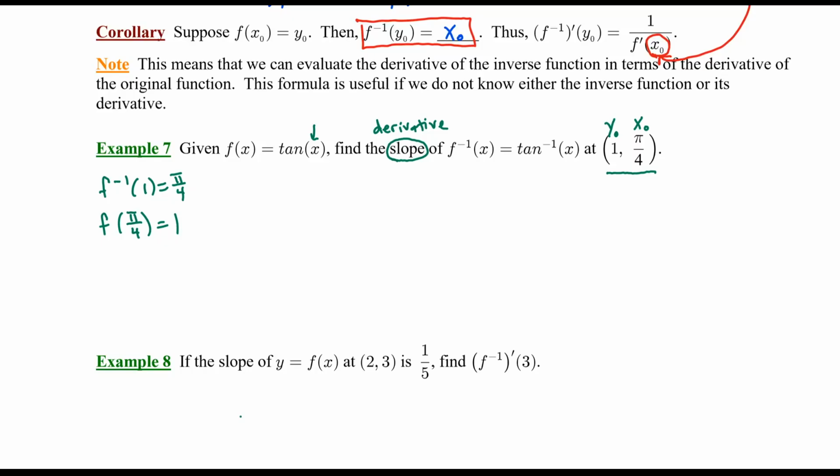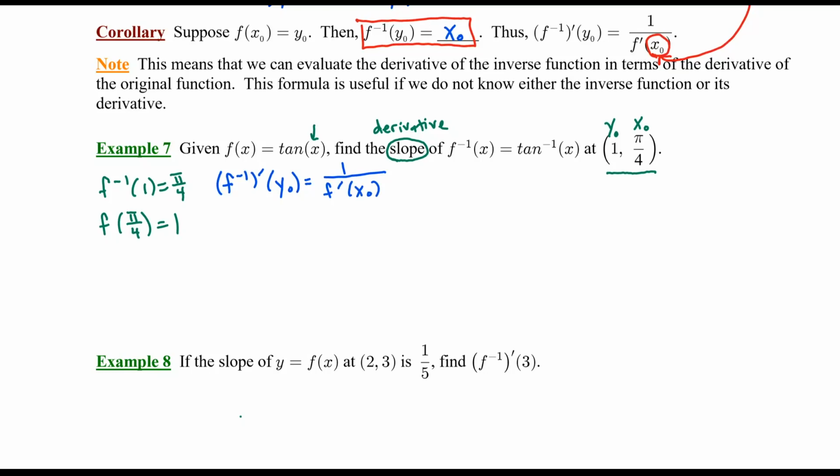If I reverse that, let me go ahead and write this down. f inverse of 1 equals pi over 4, so switch it around, f of pi over 4 equals 1. Notice tangent of pi over 4 does in fact equal 1. Now to be very clear, I'm going to write our formula here so we can follow it. We learned that f inverse prime of y naught is equal to 1 over f prime of x naught.